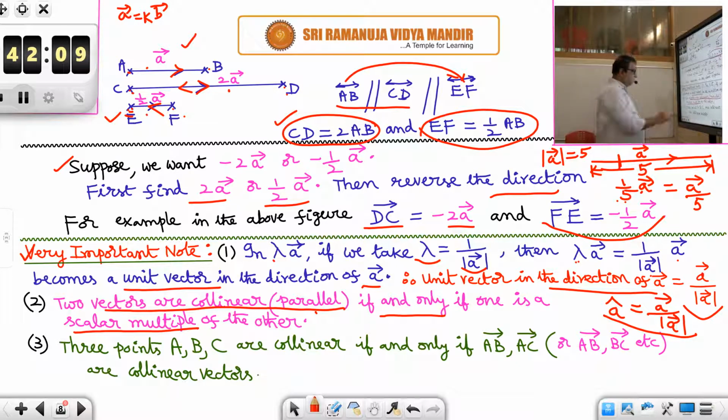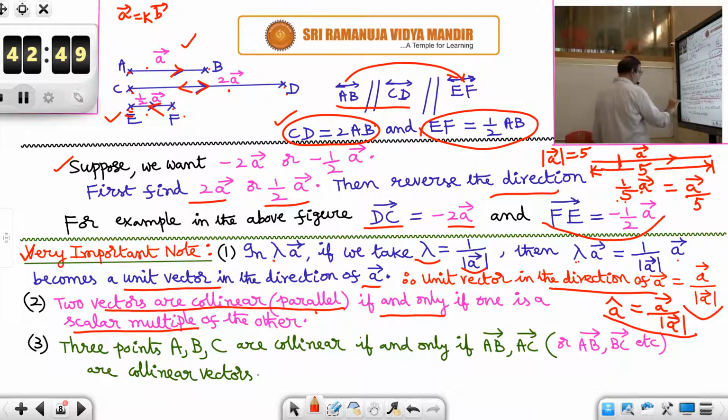That means if you want to check whether two vectors are collinear or not, you have to check whether one vector can be obtained by multiplying the second vector by some scalar. That means some real number. If you can obtain one vector by multiplying the other vector by some real number, it means that they are collinear. Otherwise, suppose you cannot obtain it by multiplying by any real number, then that means they are not collinear. They are not parallel vectors.